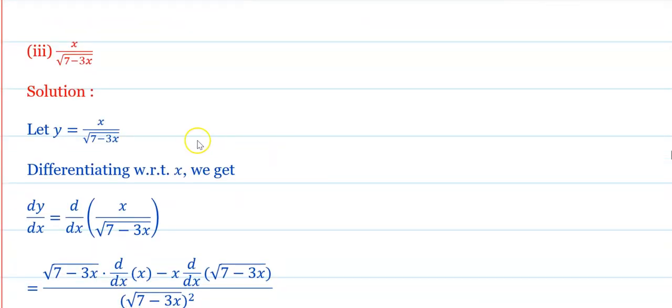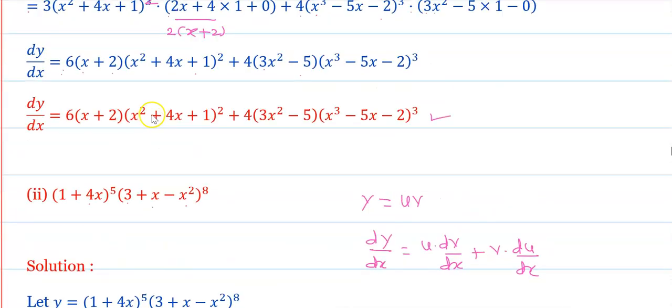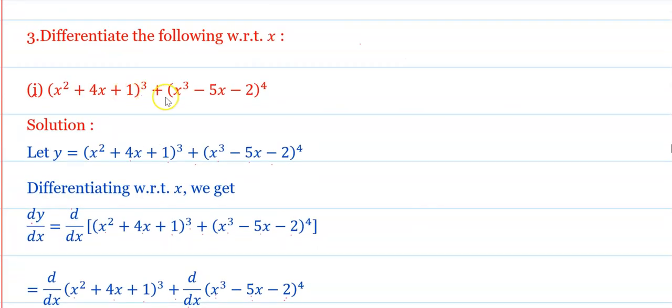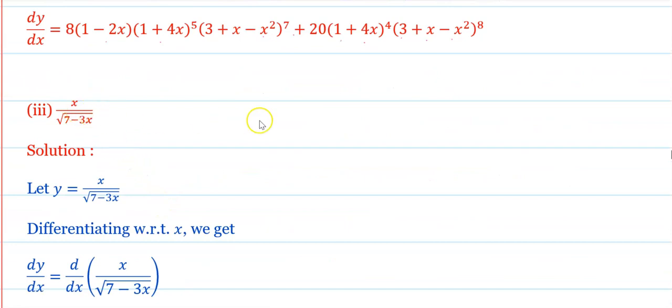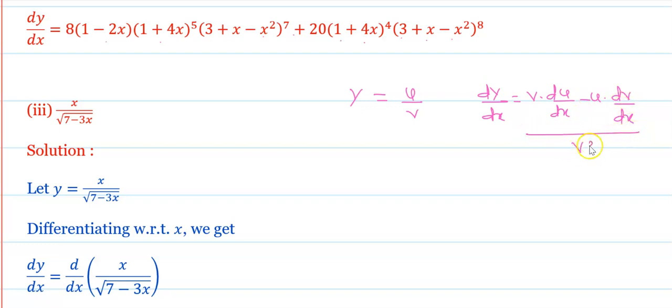Okay. Now the next. At the beginning, what? The sum rule we have used here. y is equal to u plus v. Then y is equal to u into v. And the next here, y is equal to u upon v, which is the quotient rule. And it implies that dy by dx is equal to v into du by dx minus u into dv by dx, and this whole divided by v squared.